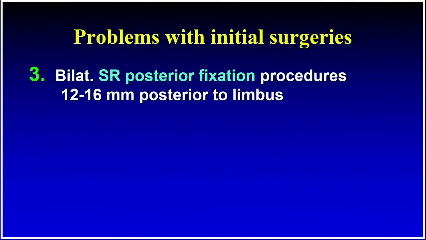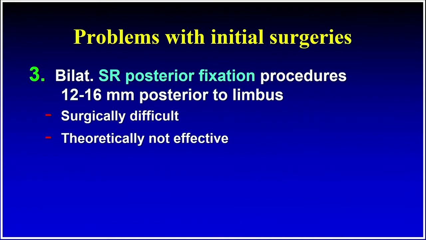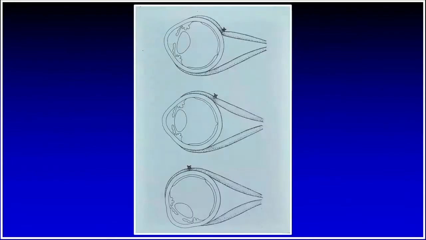What about superior rectus posterior fixation procedures? 12 to 16 millimeters posterior to the limbus. Well, that's surgically difficult in the first place, and it's theoretically not effective. Because after all, the posterior fixation procedure was devised to limit the movement of an eye in its field of action, not to return the eye to midline. It just limits it. It won't go as far up or down, but it won't bring it back to midline. So why this procedure was ever thought to be used for DVD, I don't know.